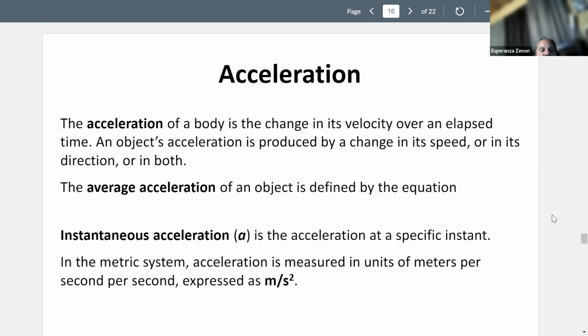Acceleration is another property that we measure when we want to describe a moving object. Acceleration looks at the change in velocity over the change in time. So velocity is change in position over change in time. Acceleration is the change in velocity over the change in time.